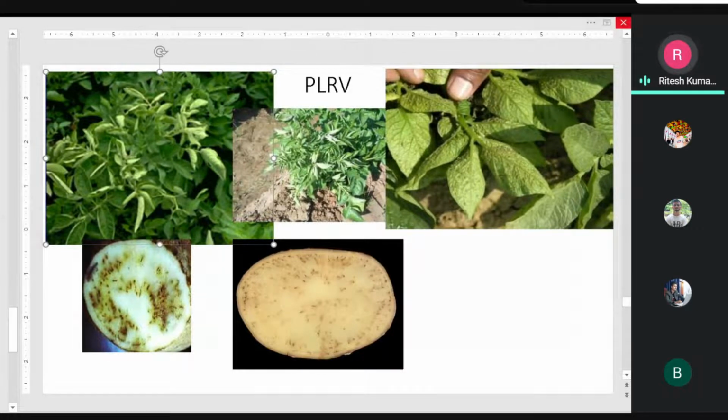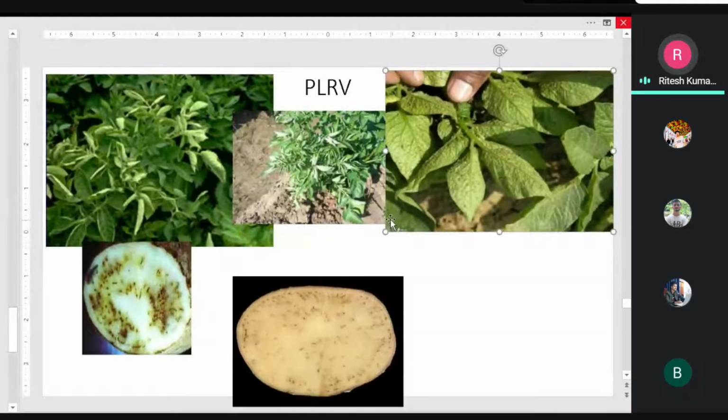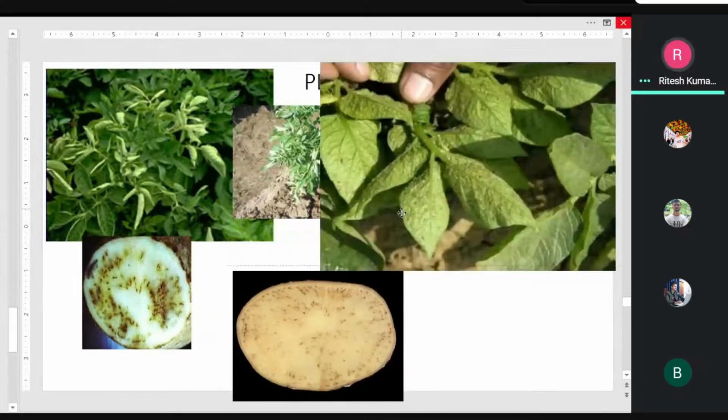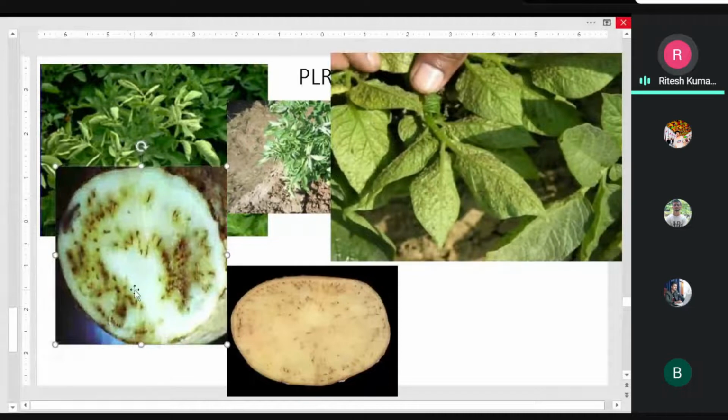Okay, so sorry for the interruption again. I was talking about PLRV. So upward rolling is one of the diagnostic symptoms, and the plant assumes an erect stature. They are dwarfed. Apart from that, intervenal necrosis can be seen. Generally, intervenal necrosis is also seen in case of PLRV, and these symptoms are symptoms of phloem necrosis.